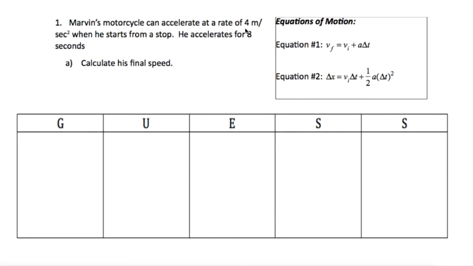Marvin's motorcycle can accelerate at a rate of 4 meters per second squared when he starts from a stop. He accelerates for 8 seconds. Calculate his final speed.